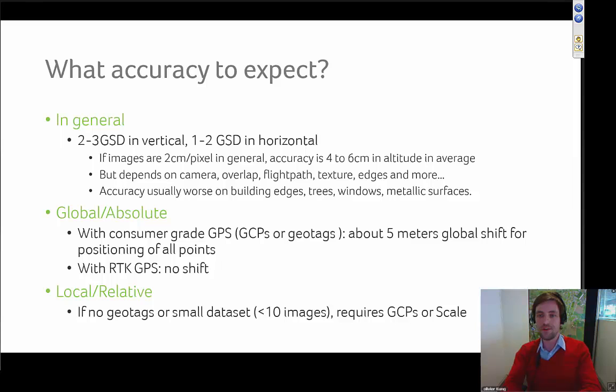Okay, so if I have to summarize all of this slide in terms of what accuracy to expect: the accuracy you can expect, if everything is done well, the flight plan, the project, everything is nice, is 2 to 3 times the GSD in vertical, 1 to 2 in horizontal. And the placement on the Earth also corresponds to this value if you have some source of professional GPS information in it. If not, then the measurements will be correct, except that the placement on the Earth will be a few meters wrong. And if your project is extremely small, or you don't even have geotags, then even the scale will not be correct. For that, you would definitely need to add some GCP or scale, and then you can go back to this general setting.